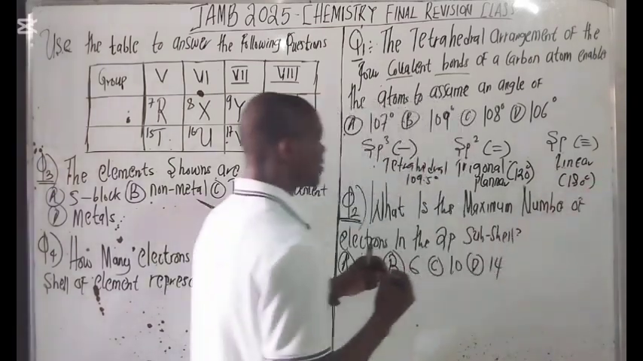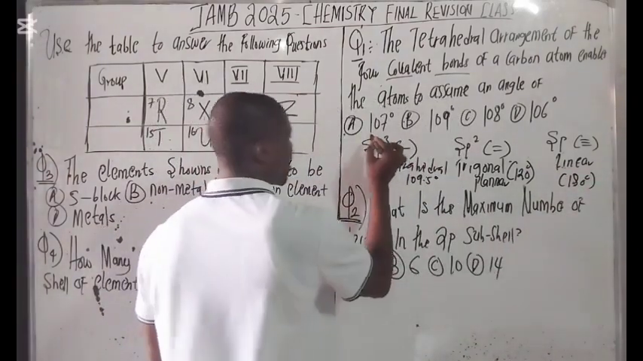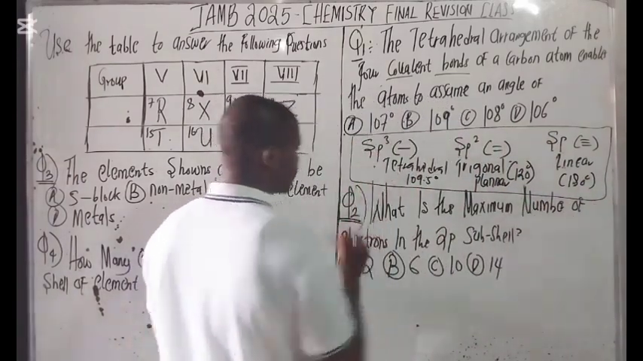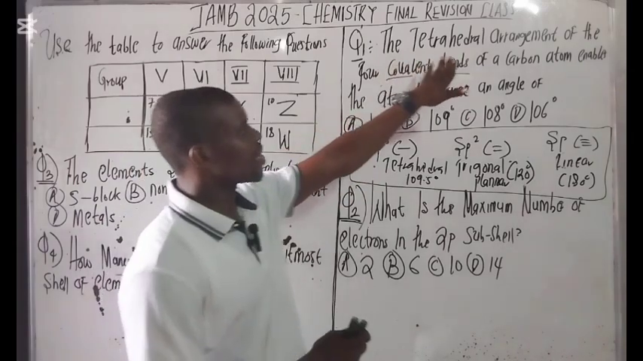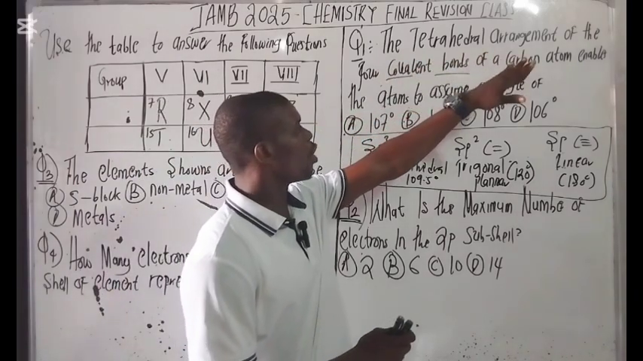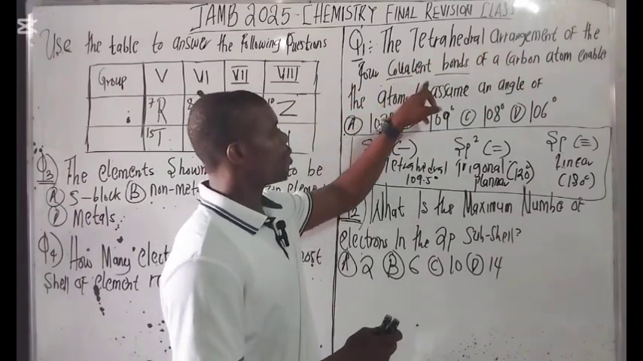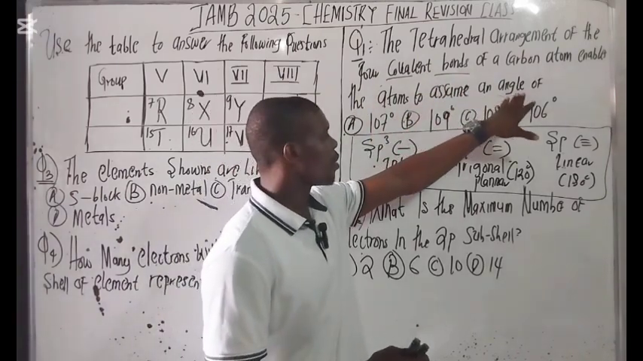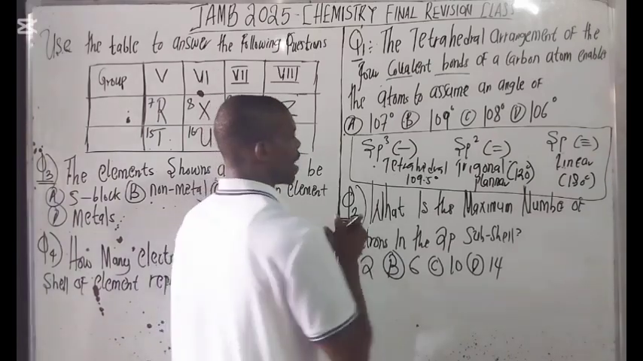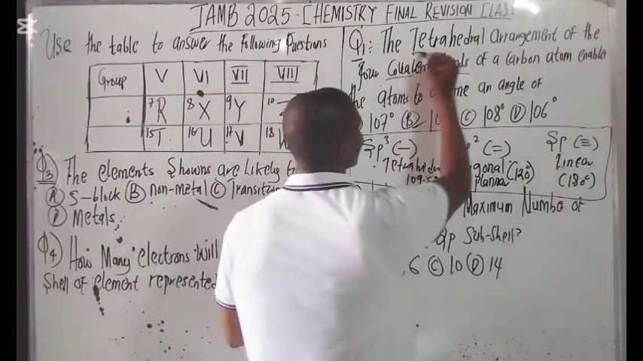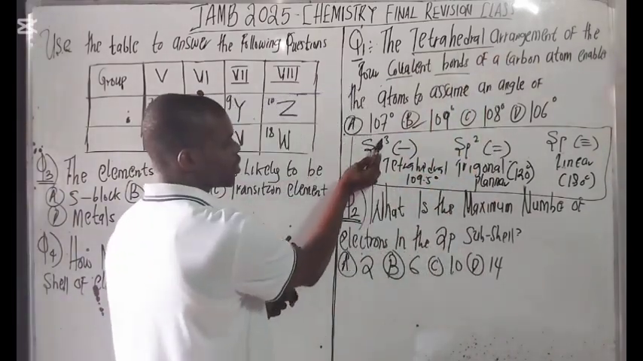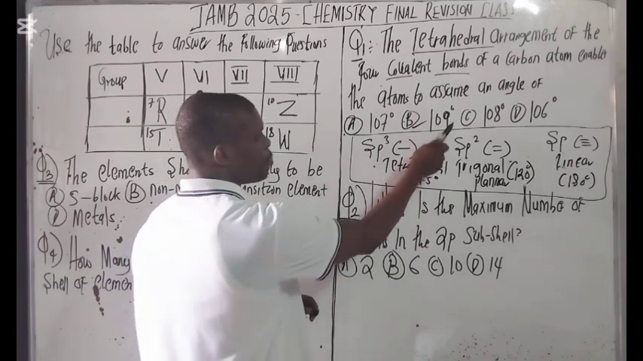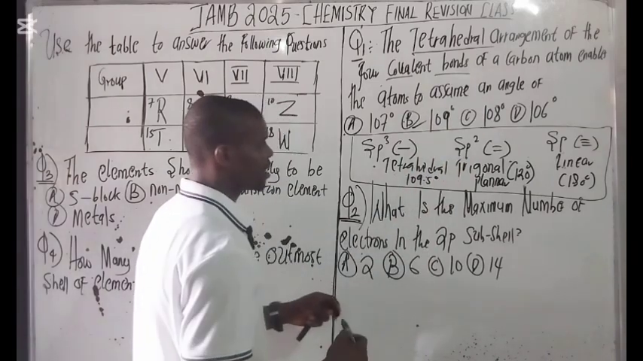So these are the things you need to note when it comes to hybridization of carbon. Do you understand? They are asking about sp3 here. They say the tetrahedral arrangement of the 4 covalent bonds of carbon atoms enables the atoms to assume a bond angle of what? The answer is 109. Why? Because they say tetrahedral arrangement, and sp3 is tetrahedral, and the bond angle is 109.5. There's no 0.5 here, so you can just take 109 as the answer.